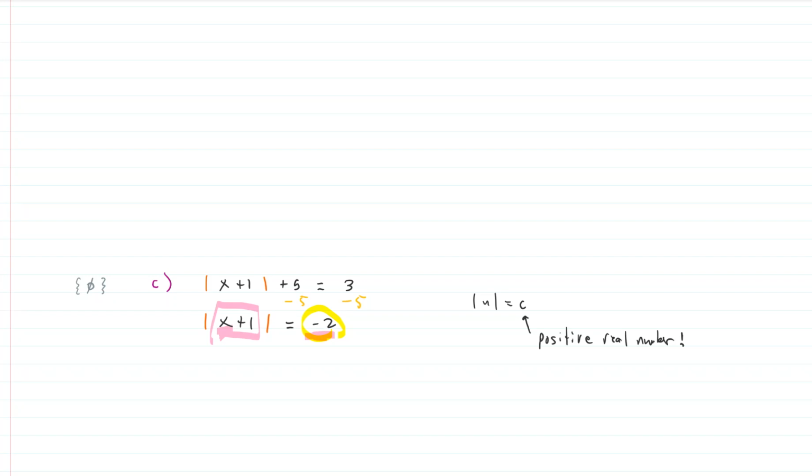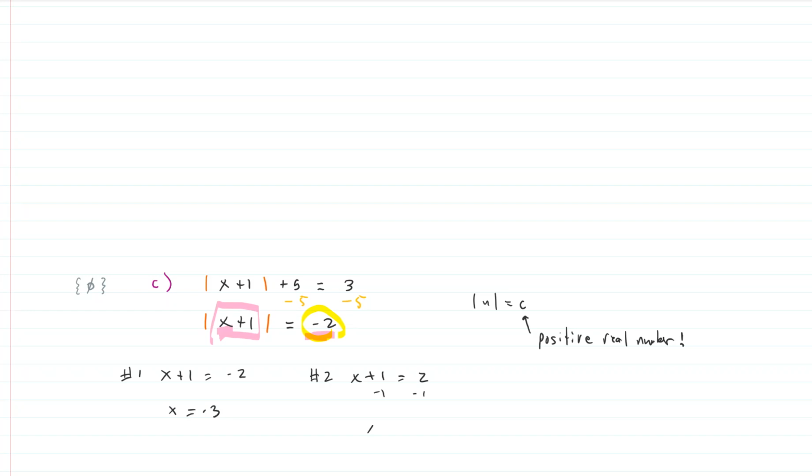Let's say this was actually valid, and we just keep going, right? Let's try. This would give us two options. Option number 1, x plus 1 equals negative 2, and option number 2, x plus 1 equals the opposite, the negative of that, so it would be positive. Let's solve for x. This one gives us, we take the 1 to the other side, we get negative 3. This one, we subtract 1 from both sides, and we get x equals positive 1.